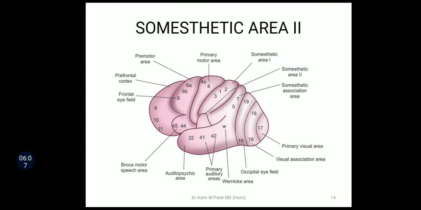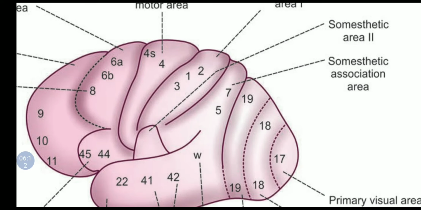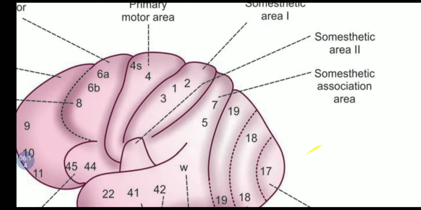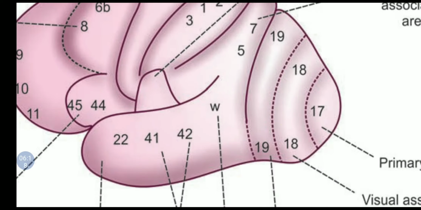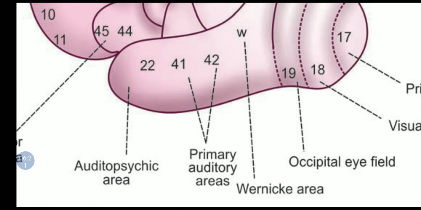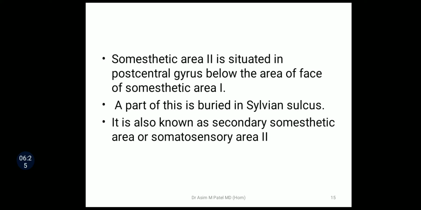The next one is somesthetic area 2. Here you can see, this is somesthetic area 2. Somesthetic area 2 is situated in post-central gyrus below the area of face of somesthetic area 1. A part of this is buried in sylvian sulcus. It is also known as secondary somesthetic area or somatosensory area 2.